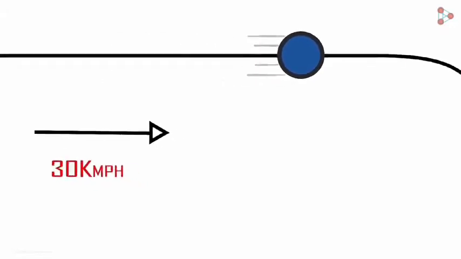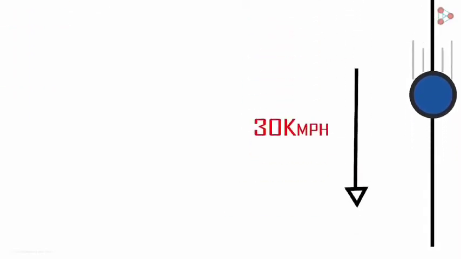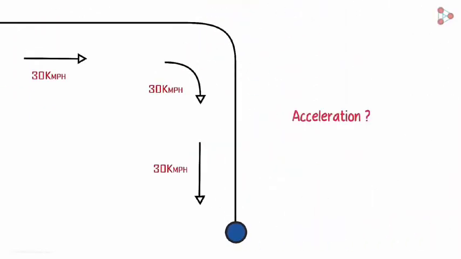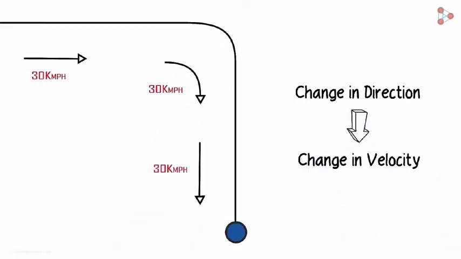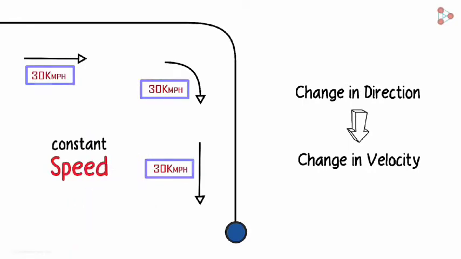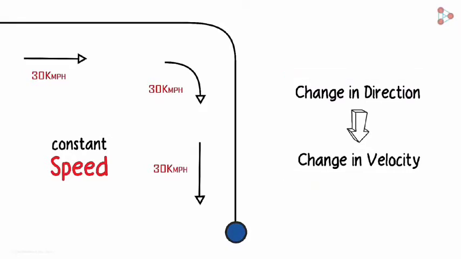In another scenario, assume that a body is moving at 30 kilometers an hour, and then it turns right at 30 kilometers an hour, and continues traveling at the same speed of 30 kilometers per hour. Will there be acceleration in this case? The answer is yes. As the direction is changing, the velocity will also change. The only thing constant in this example is speed, but the velocity changes as the direction changes. So this was the most important concept you had to know about acceleration. It will exist only when there is a change in velocity.